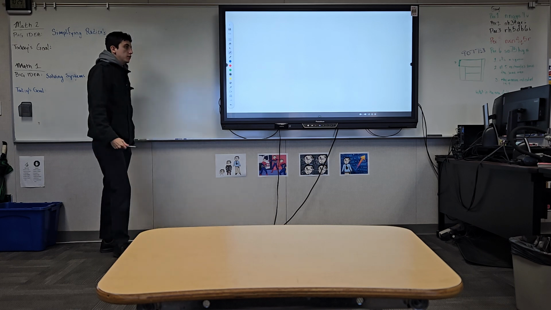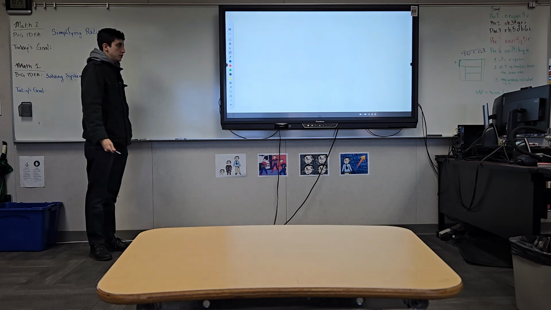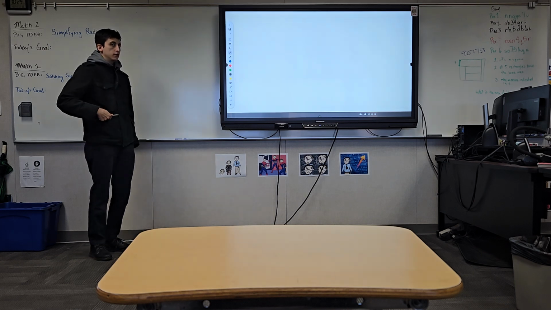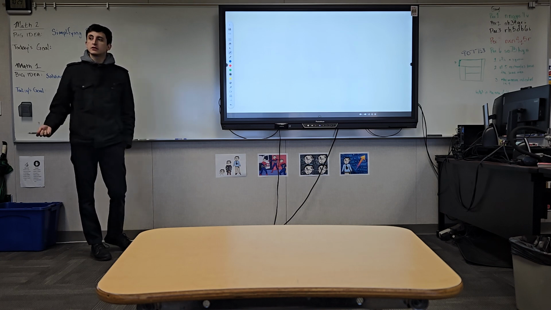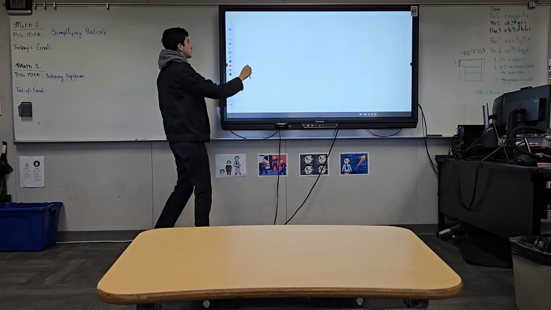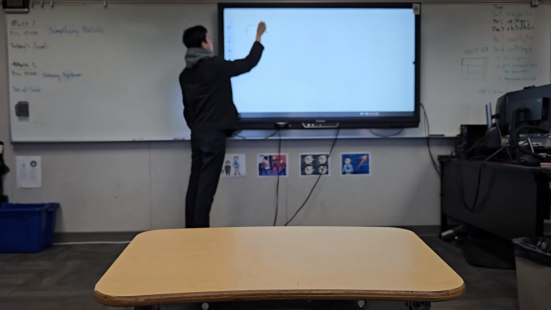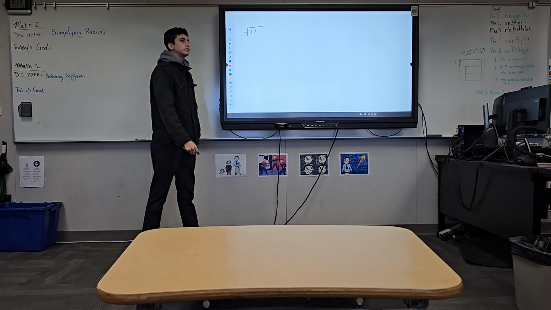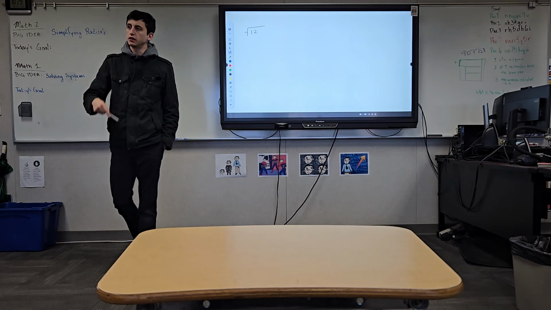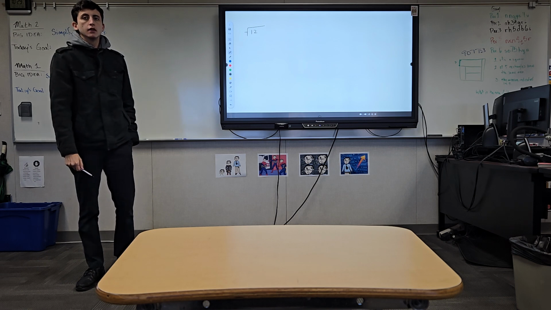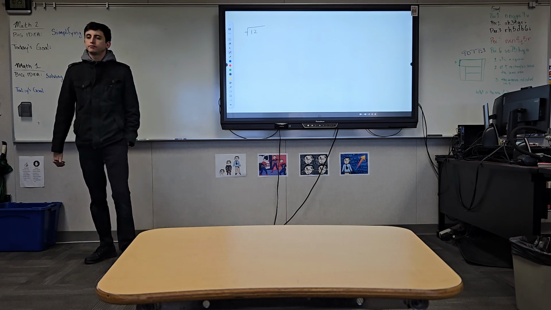So what happens when you have irrational square roots, irrational numbers and radicals that are larger? Sometimes they can be simplified. So here's an example. The square root of 12. This is where you want to start writing in your notes if you haven't already. So the square root of 12.